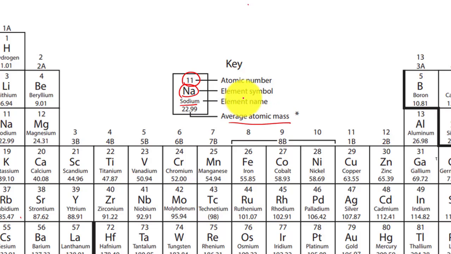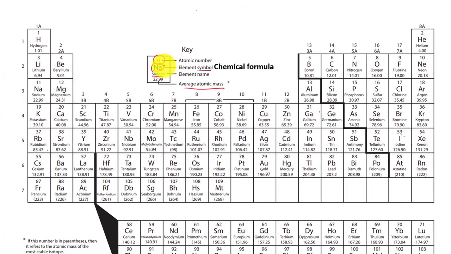But sometimes we don't use the term symbols to represent the elements, but we use something a little more fancy. We call it the chemical formula. So what is the chemical formula for sodium? That would be Na. So each element is represented by a chemical formula.